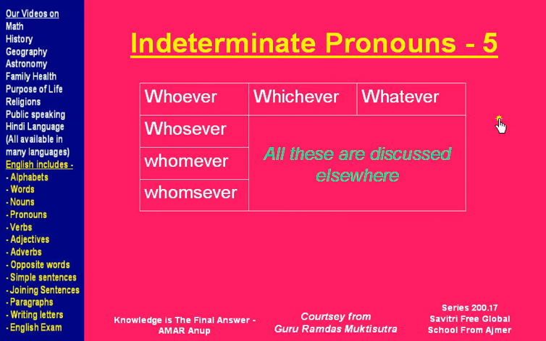Keep repeating after me some more indeterminate pronouns: whoever, whosever, whomever, whomsoever, whichever, whatever. All these words are described somewhere else in this presentation on pronouns. Again, using these, you can immediately see we are not sure exactly who we are talking about or what we are talking about.